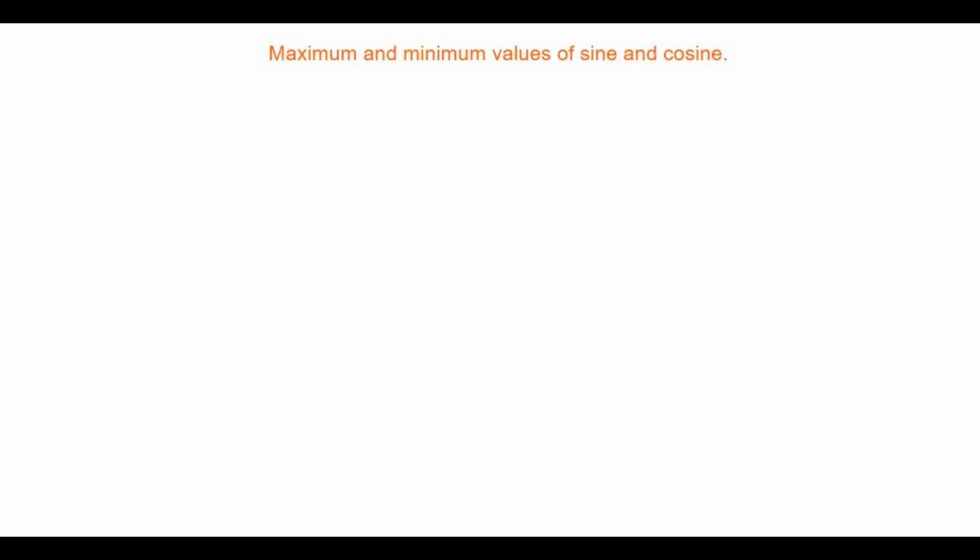We know that the value of sine is always between -1 and 1. So we can say that -1 is less than or equal to sine of x, and sine of x is less than or equal to 1. This means the value of sine can never be less than -1 and it can never be bigger than 1.